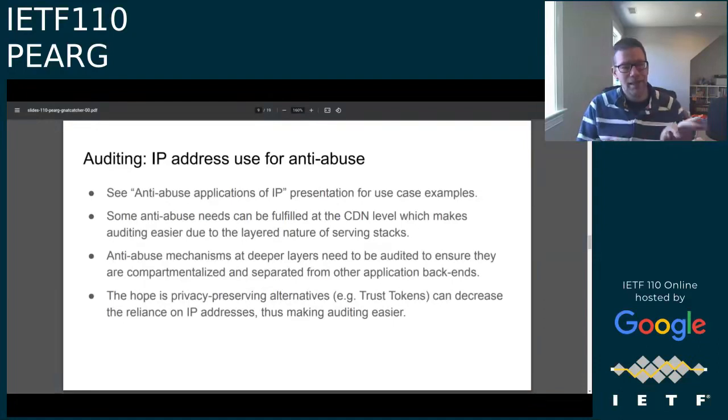As I was saying, if we can divide serving stacks into two parts, the CDN-ish part and the application backend part, then we can allow the CDN part to use the IP address for things like anti-abuse. But we know that they're not joining it, because user identity is kept more in the backend, in the application backend.